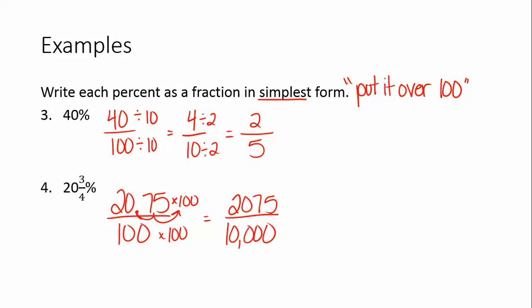And now we need to start reducing. They're both divisible by 25. And you don't have to start with 25. You can start with 5 if you want. It's just going to take you longer to get there. So that's 83, and 10,000, that's 400.